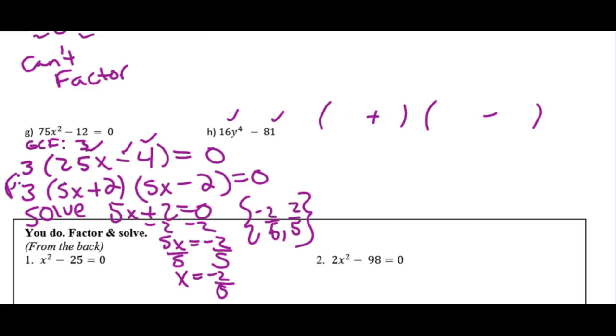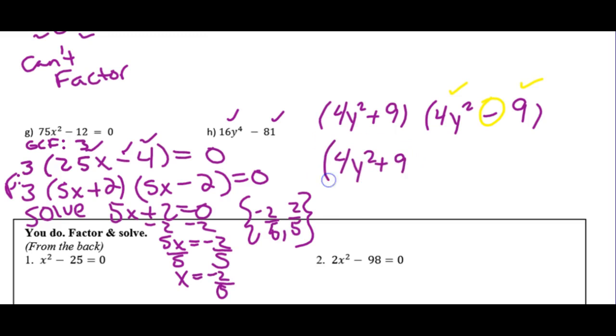What is the square root of 16y to the 4th? Well, that's 4y squared. And then the square root of 81 is 9. Something interesting here. This is a difference of squares. So I can keep factoring. So one of my factors is 4y squared plus 9. Can't factor that because it's not a difference, it's a plus 9.